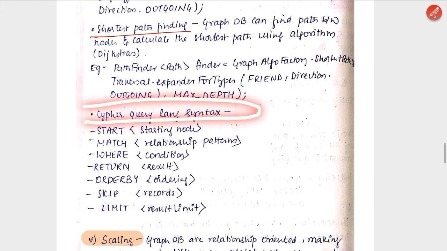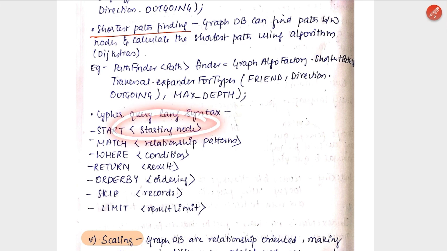Next we have the Cypher query language syntax. Here we have certain syntax of the Cypher query language. First one is start. Start will define the starting node for a query, so it is used to initiate a particular starting node. Then we have match. Match will specify the pattern to match in the graph. It could be the nodes or it could be the patterns.